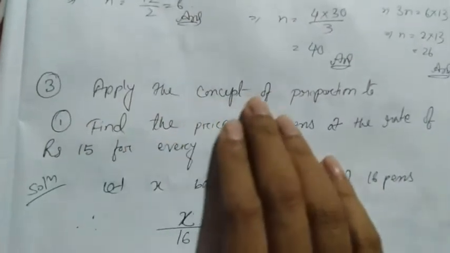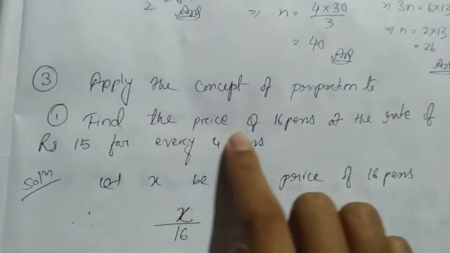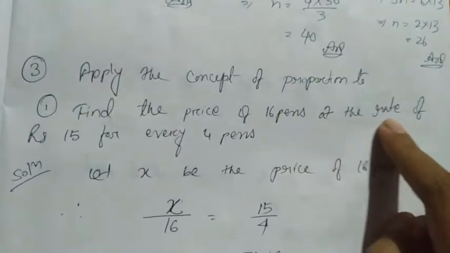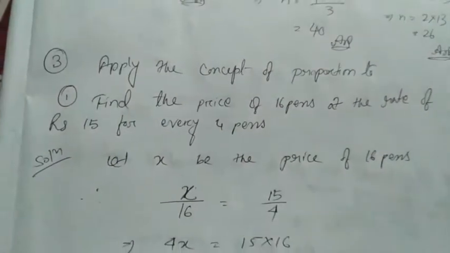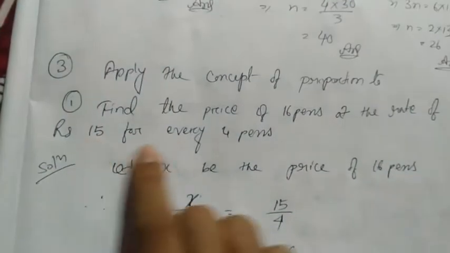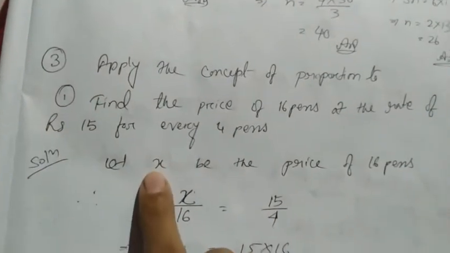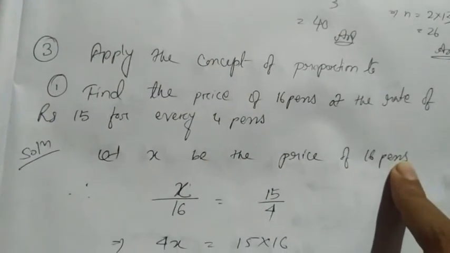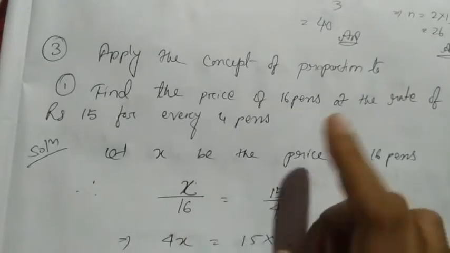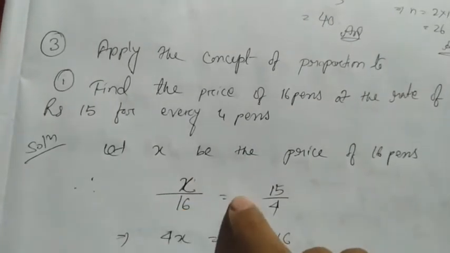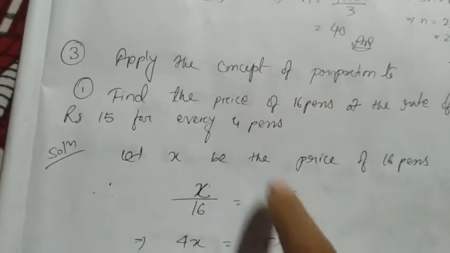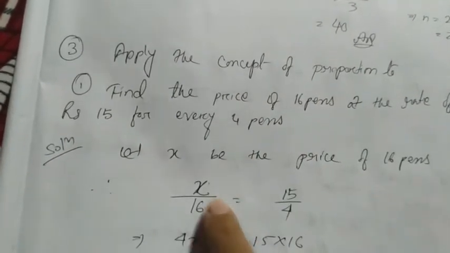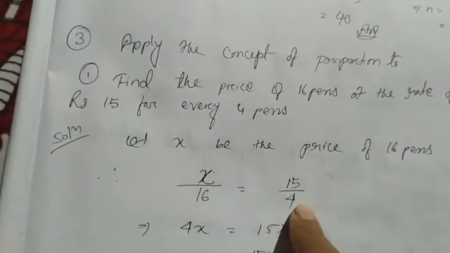Question number 3. Apply the concept of proportion to find the price of 16 pens at the rate of rupees 15 for every 4 pens. Means the price of 4 pens is 15. Now let x be the price of 16 pens. Then the proportion will be same, no? That's why x by 16 equals 15 by 4. 15 is the price and 4 is the number. Here x is the price and 16 is the number. So this proportion must be same.